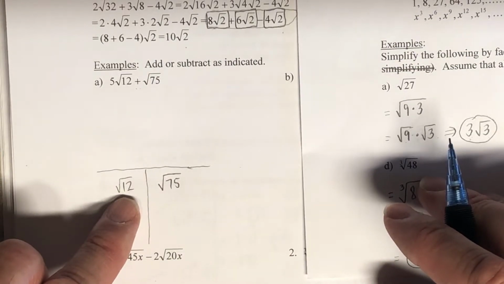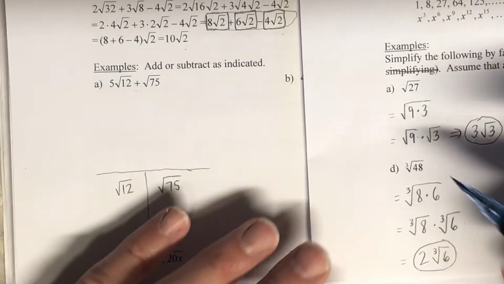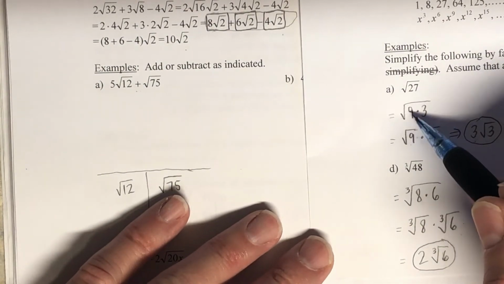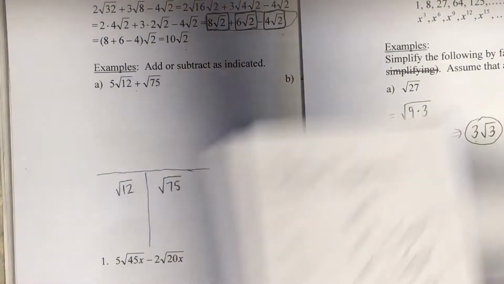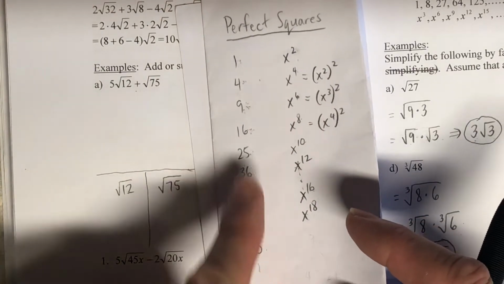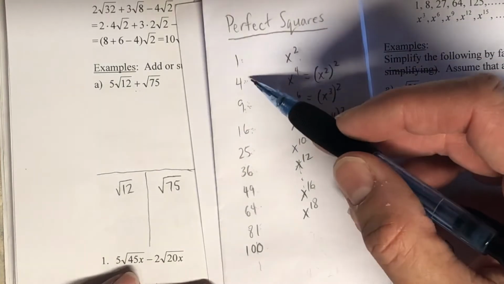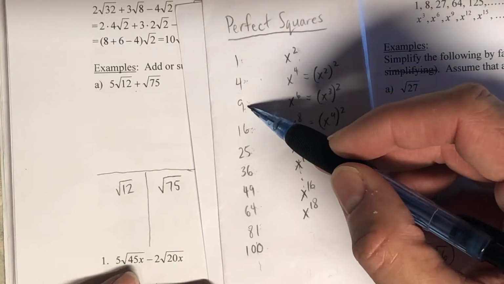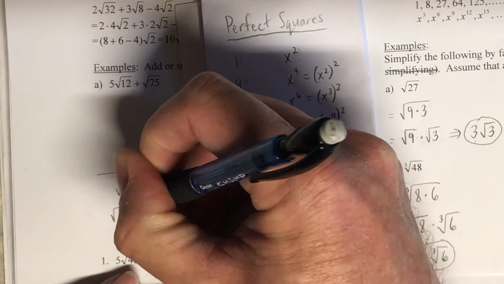Radical 12. Remember, since that's a square root, our first goal is to factor out, just like we did here with the 9, something that is a perfect square. Remember the perfect square numbers. The largest thing on the perfect square list that can be factored out of 12 would be 4, because 9 wouldn't factor out of 12 and everything else is too big. So I can do 4 and 3.